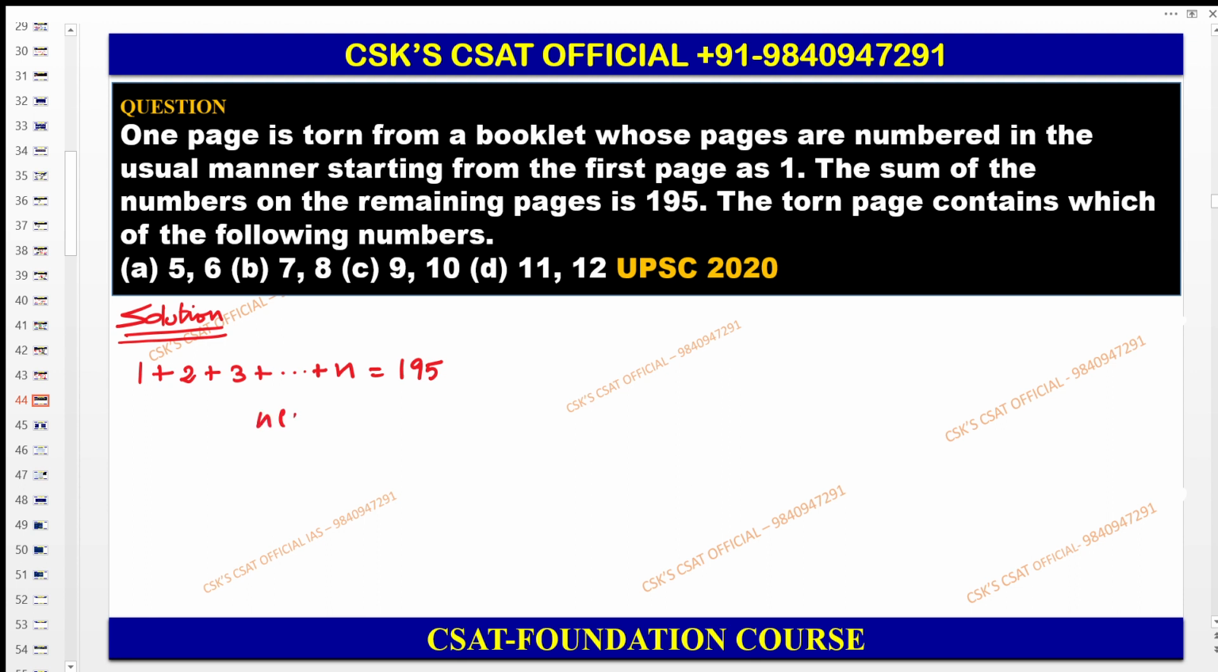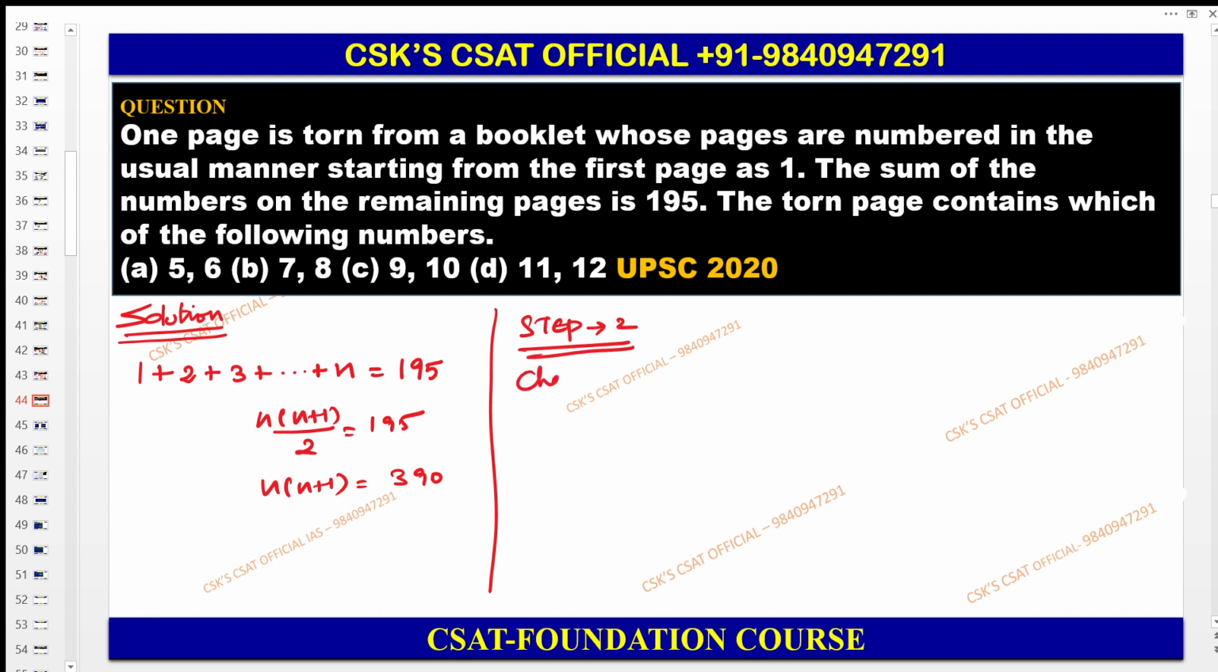So now, listen. n into n plus 1 by 2 is equal to 195. Sorry, let me cross multiply this, that is better. So n into n plus 1 is equal to 390. So we need to find out the nearest number. You know, the nearest number is 400. Simple. I will tell you. Checking now the nearest number.